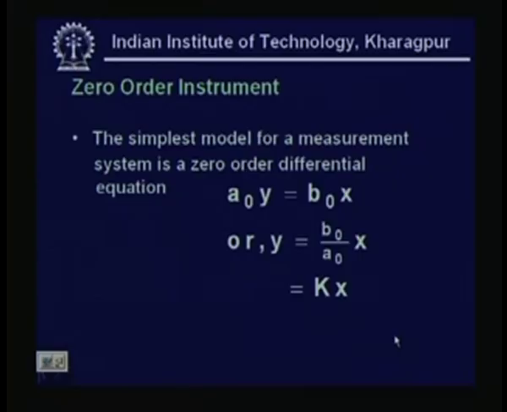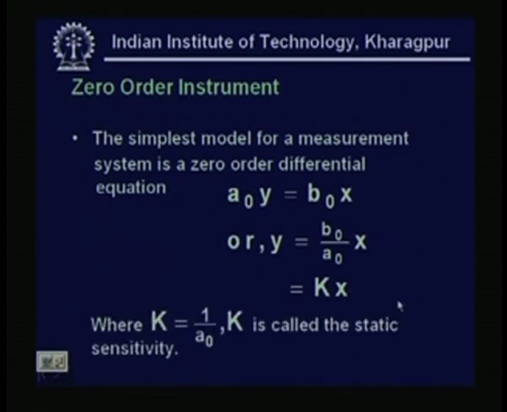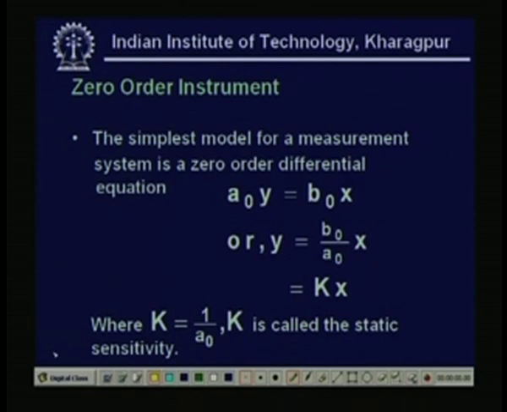So, this is our zero order instrument. You can see here the output y equal to b naught by a naught multiplied by x, or equal to k x, where k equal to b naught by a naught. K is called the static sensitivity of the system.